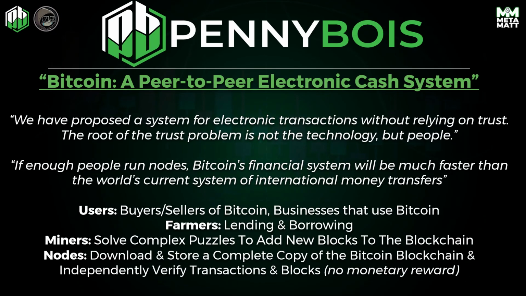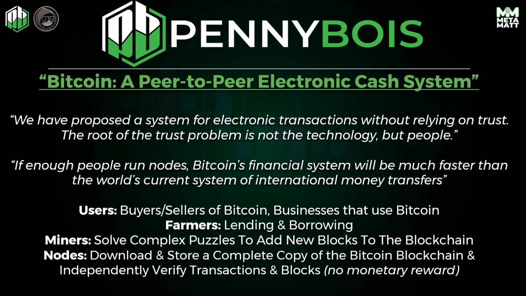And the next quote is, if enough people run nodes, Bitcoin's financial system will be much faster than the world's current system of international money transfers. Nodes and just users is what makes Bitcoin run. If no one uses Bitcoin, it's not going to work. And so the people or the entities that are involved in Bitcoin are the users, the people like us, the buyers, the sellers. If I go buy a hot dog with Bitcoin, I'm a user. There's also farmers. Those are the people who are lending and borrowing. And then there's also the miners. They solve complex puzzles to add new blocks to the blockchain. We'll talk about how that works in a second.